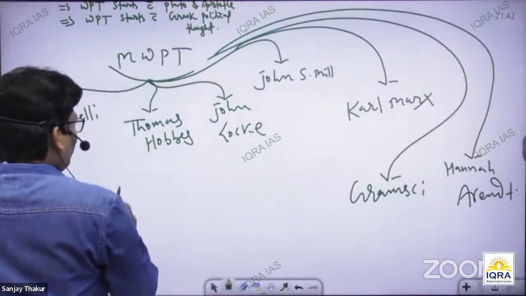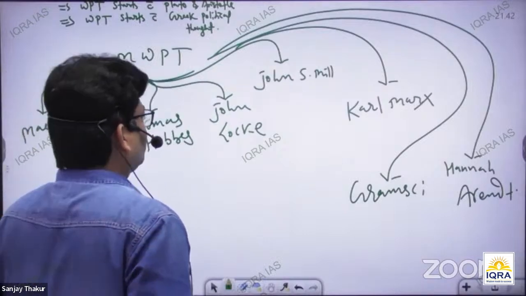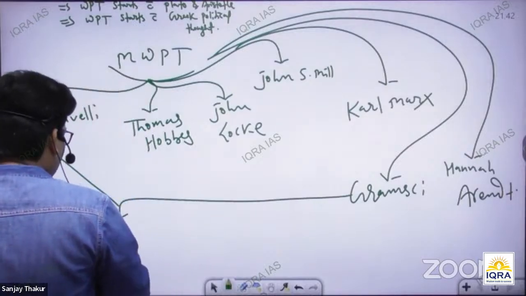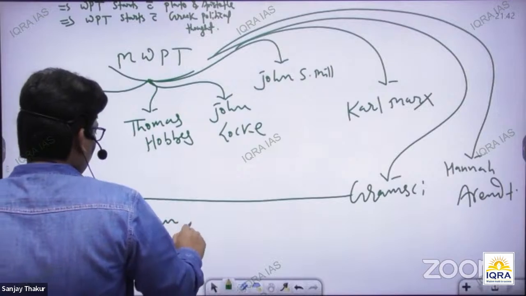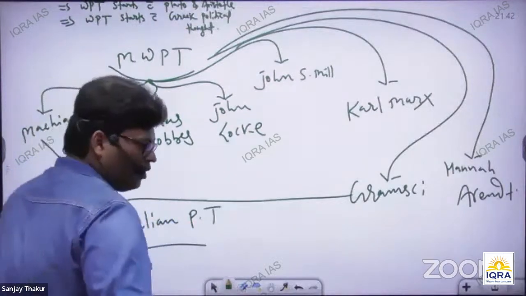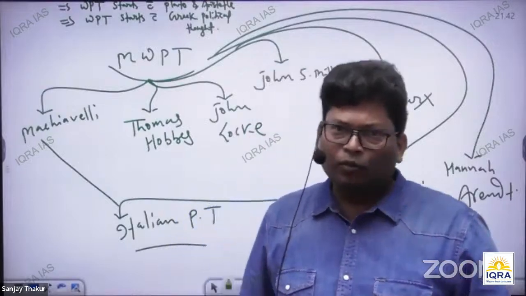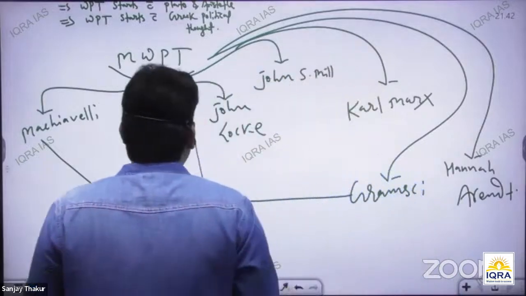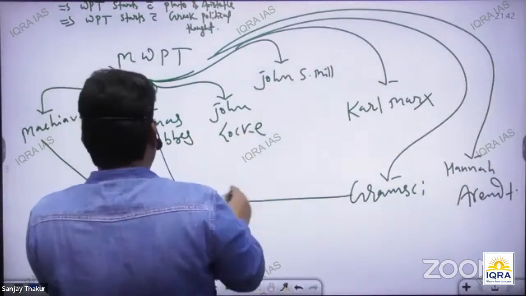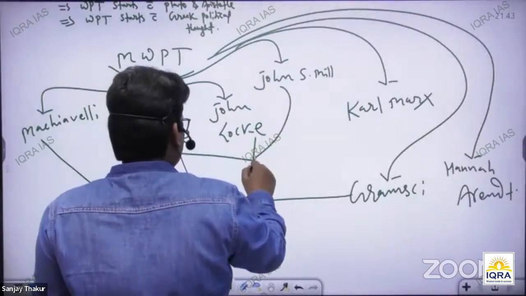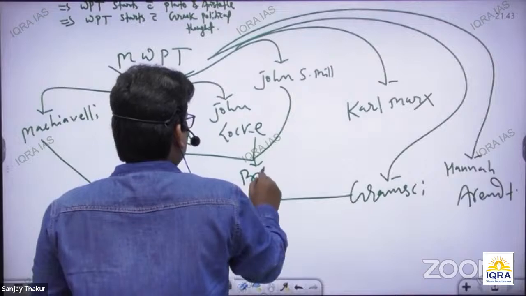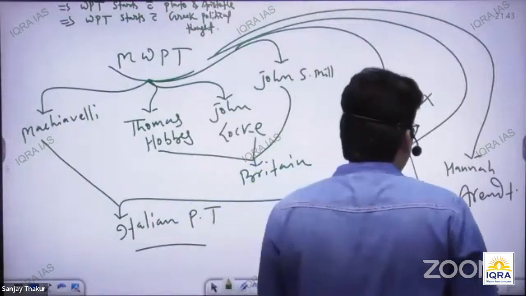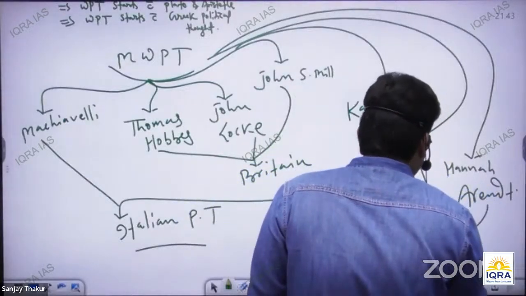See, here Machiavelli and Gramsci belonged to Italy, so you can say Italian political thinkers. Italian political thinkers constitute part of Western political thought. Then comes Thomas Hobbes, John Locke, James Mill. All three were from Britain, so they were British political thinkers. Karl Marx and Hannah Arendt were from Germany.